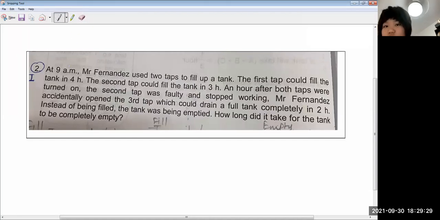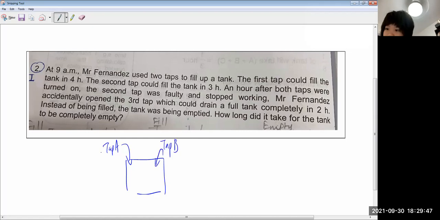Over here it says use 2 taps to fill up a tank. So you have a tank, and then you have tap A. You just assume it's a tap, a machine A and machine B. Do a simple sketch. The first tap could fill the tank in 4 hours. So what is the rate? Rate equals to formula.